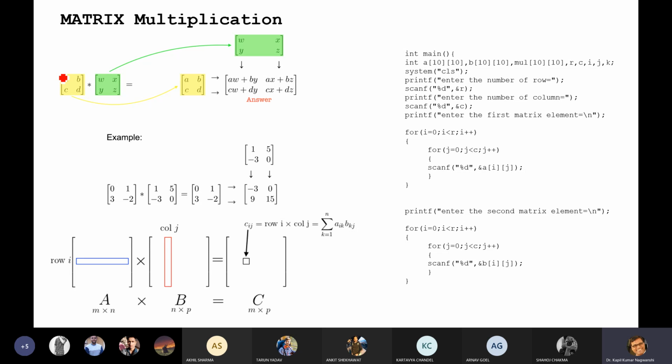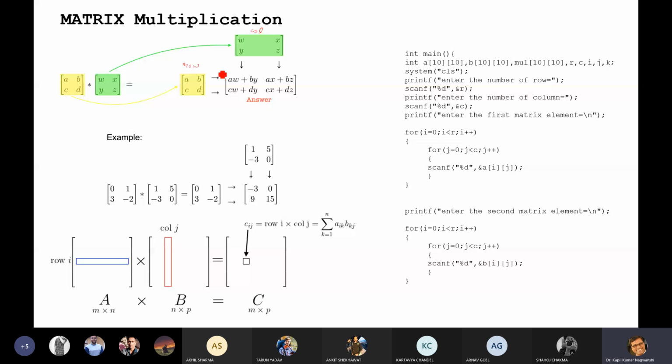And how do we multiply? We are choosing a row of this particular matrix and a column of this green matrix. So here we have put column-wise w, x and y, z, and row-wise this. This uses the row and this uses the column.